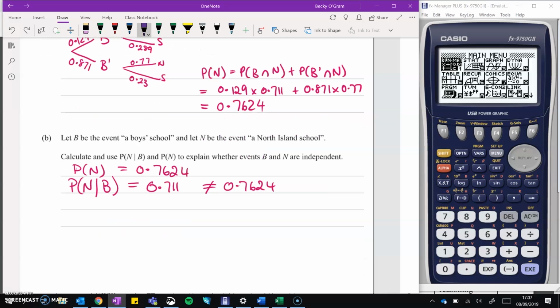So that's not equal to 0.7624. So the conditional probability does not equal the probability on its own. Therefore, they are not independent.